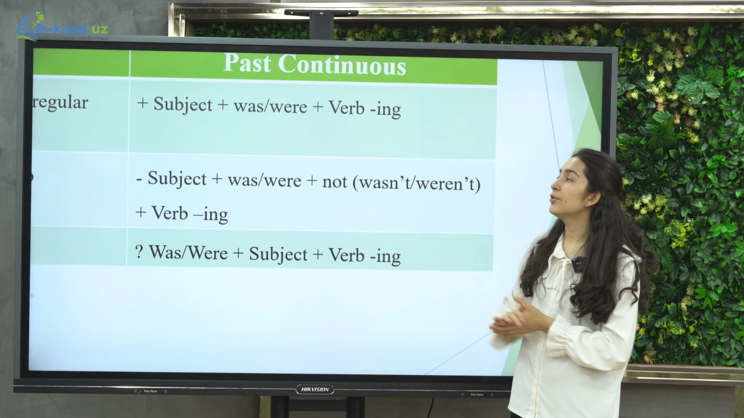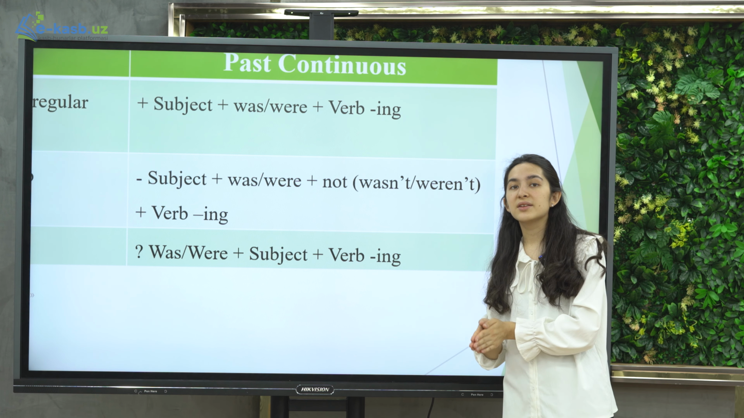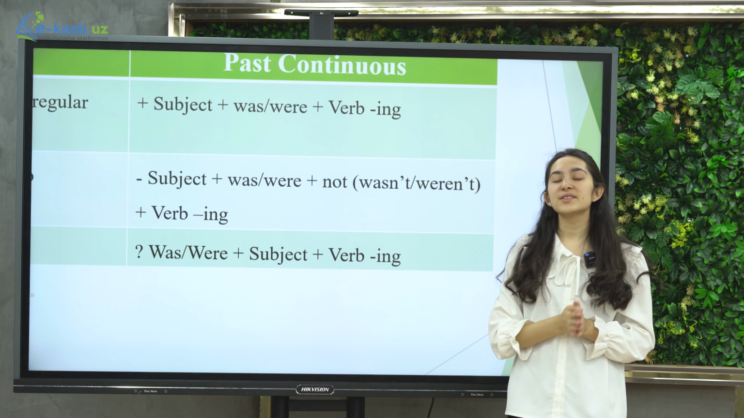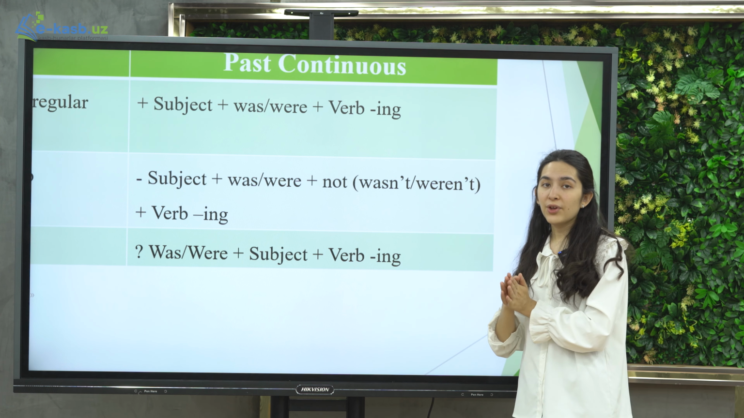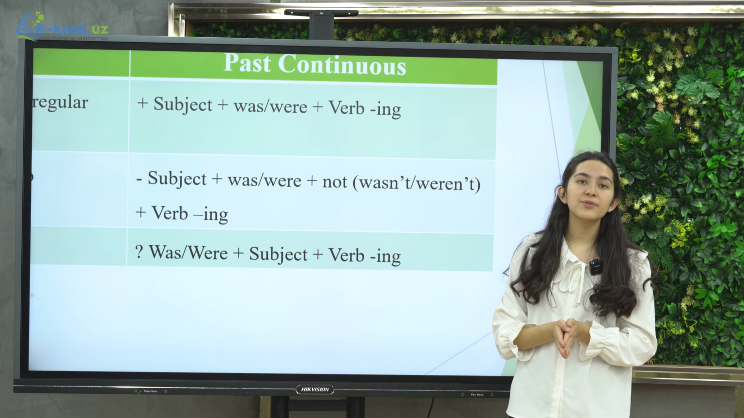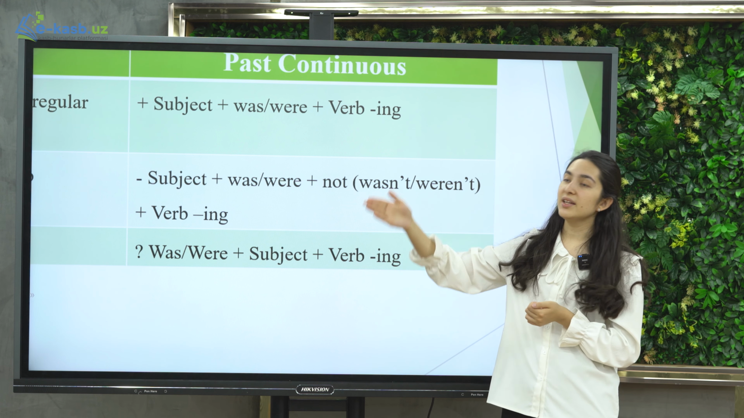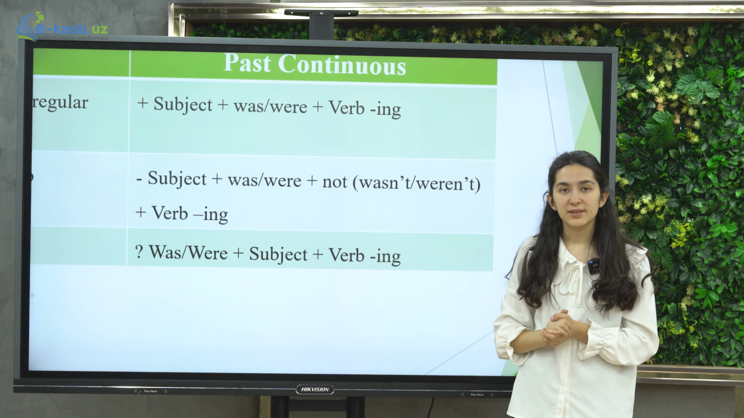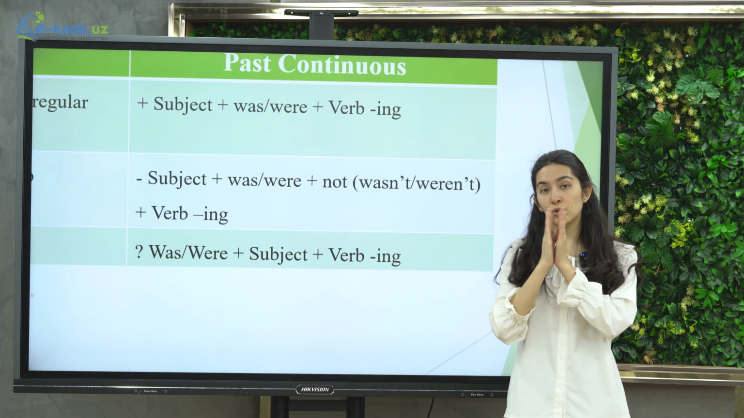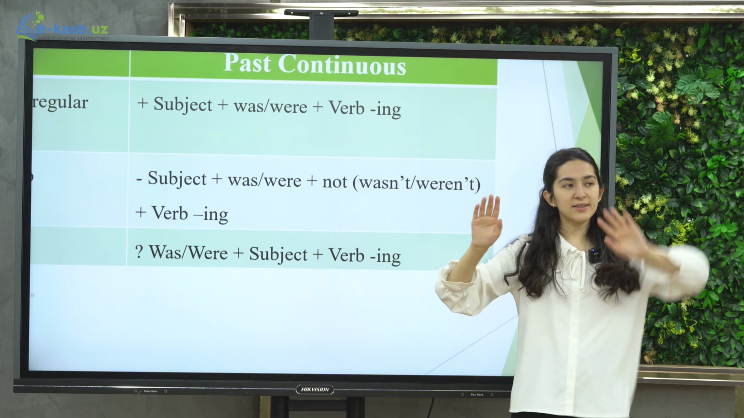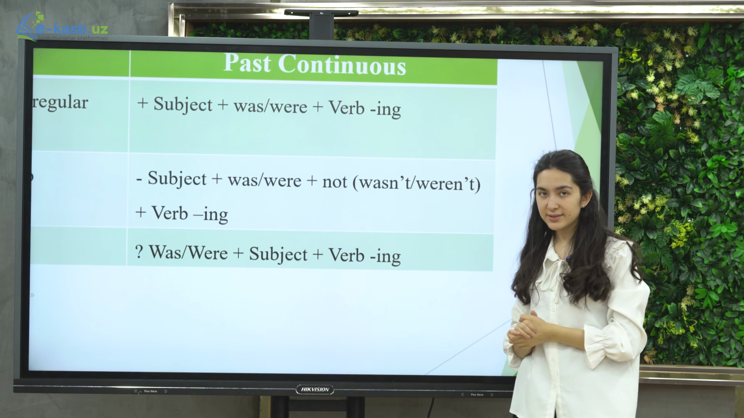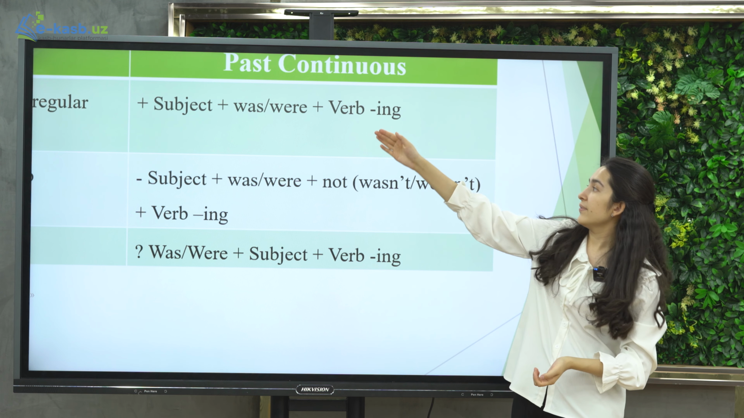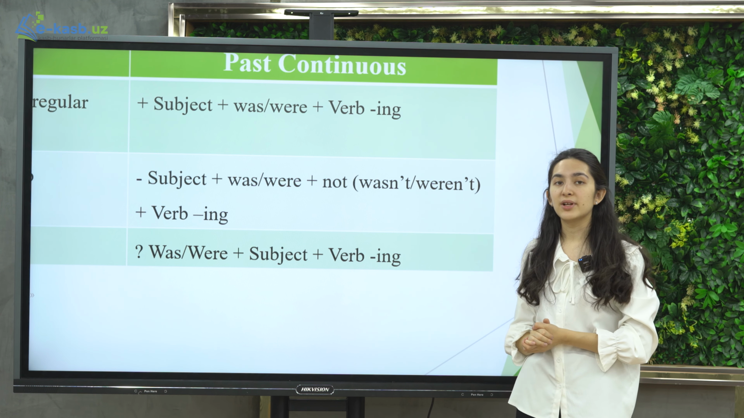The formula of past continuous is subject plus was or were plus verb ing. So we already learned with you was and were. Was we use with I, he, she, it. And were we use with you, we, and they. Yes? Yes. So we have here subject plus was or were plus verb ing.